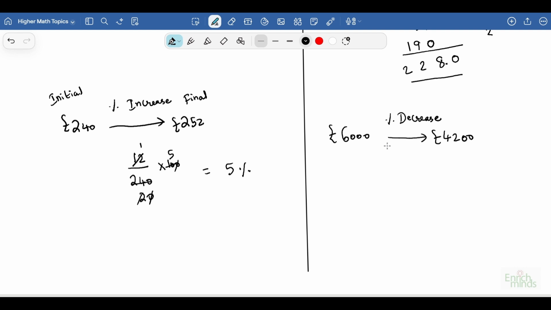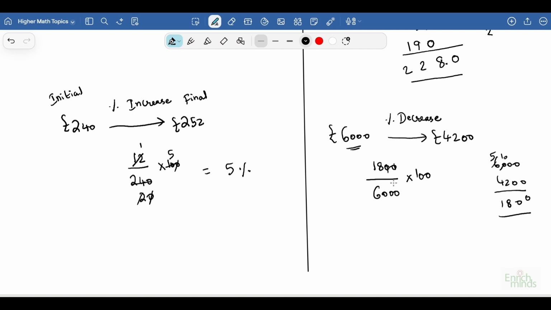So again, we make use of the same technique. We try to first figure out the change in the amounts. That is 6,000, you take away 4,200. So if you take away 4,200 from 6,000, you should get 1,800. So the change here is 1,800. And then you divide it with the original amount always. So that's the 6,000 and times it by 100 to find the percentage change.